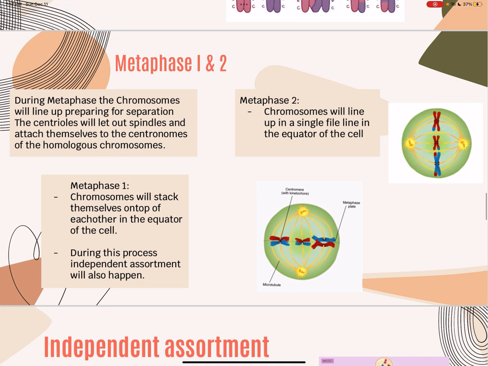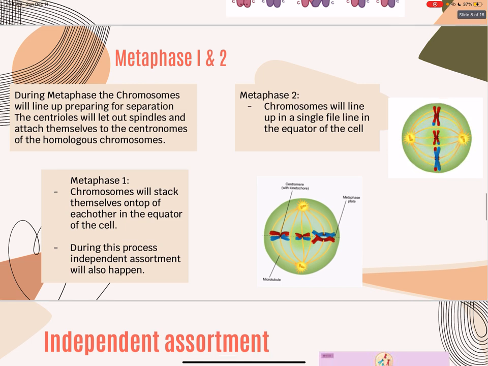Okay, covered crossing over. So metaphase is basically the second phase of meiosis, right after prophase. During metaphase, the chromosomes will line up and prepare for separation. The centrioles will let out spindles and attach themselves to the centrosomes of the homologous chromosomes, as you can see right here, and they are stacking on top of each other. So in metaphase 1, the chromosomes will stack on top of each other and go to the equator of the cell. During this, independent assortment occurs.